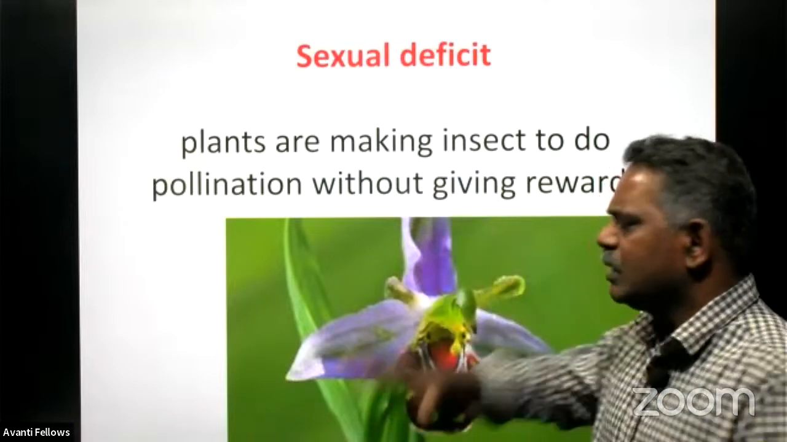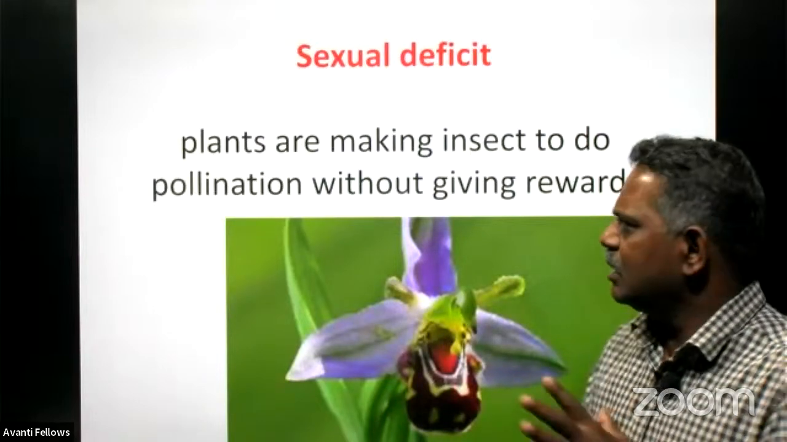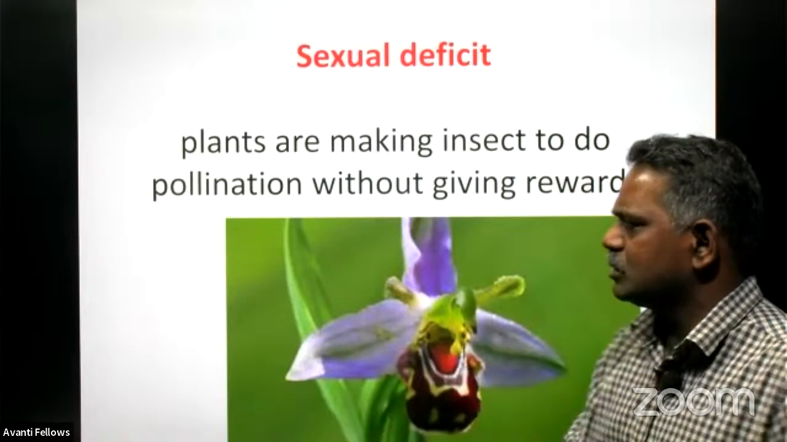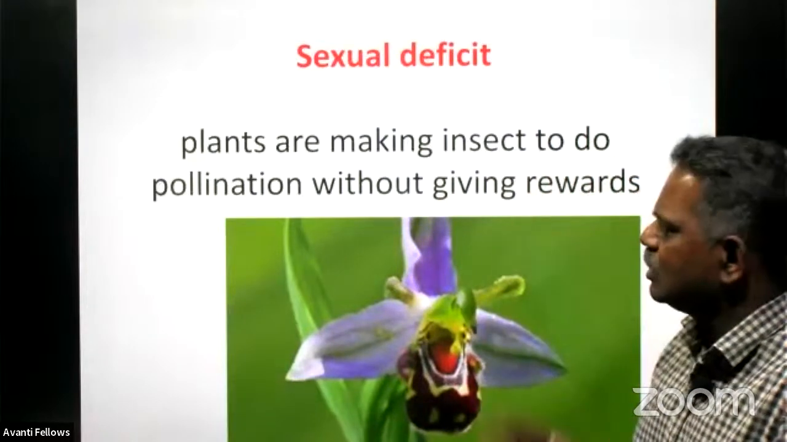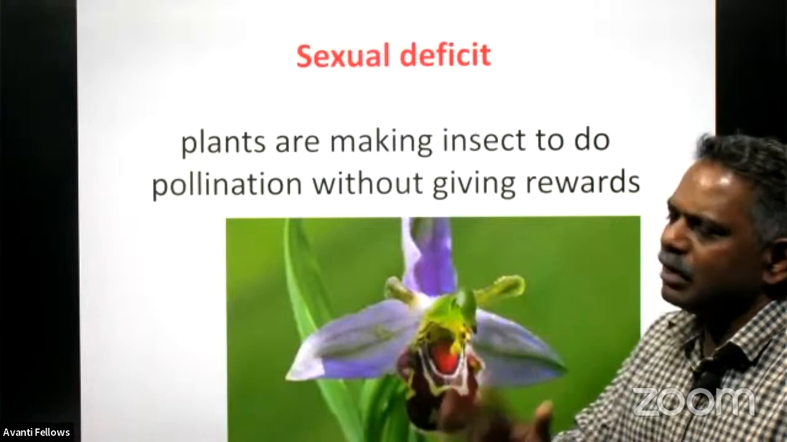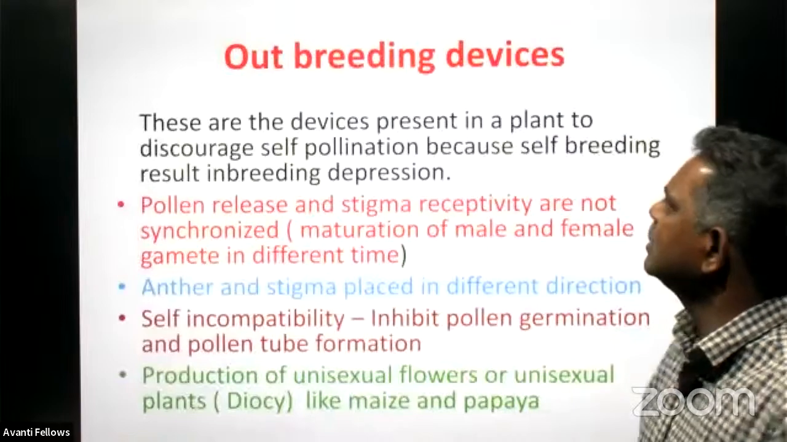So naturally, the male insect will be attracted and sit on it. While sitting, naturally, the process of pollination will happen. And the plants make the insect do pollination without giving a reward. An example is sexual deceit.